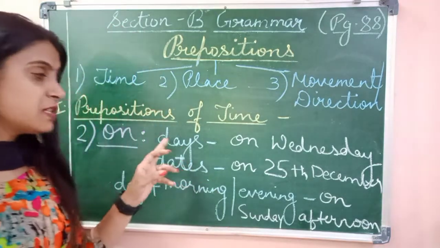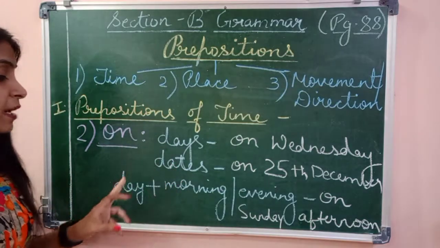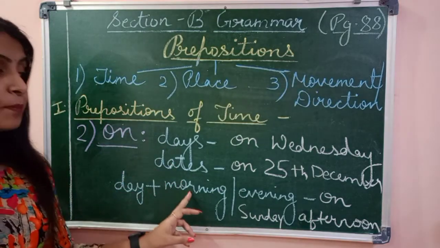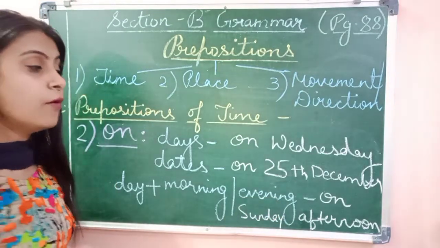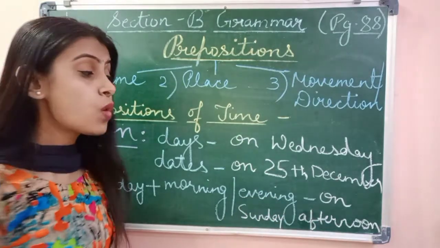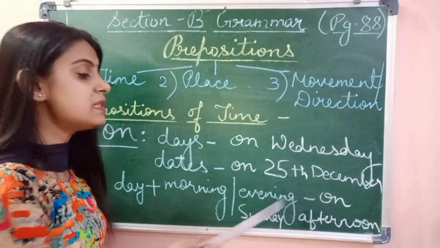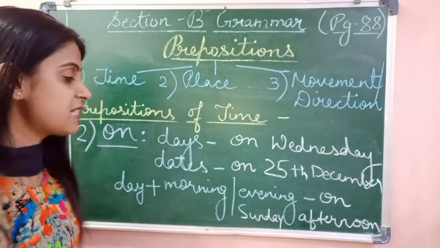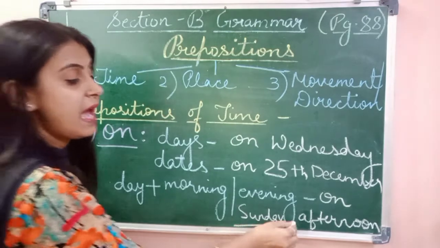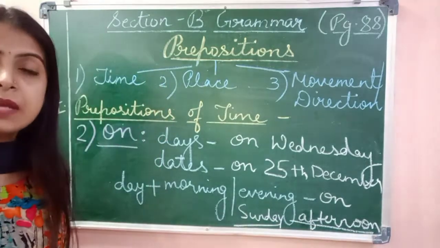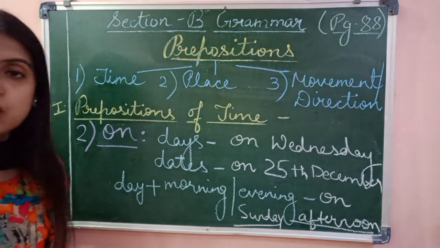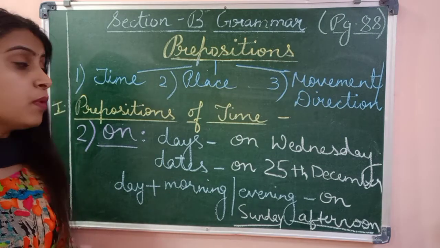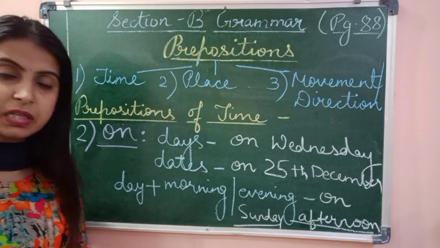Okay, so on is used with days, dates, and also if day and morning or evening or any part of the day is used together. For example, the guest will arrive on Sunday afternoon. So Sunday is the day and afternoon is one part of day. Fine. So this is the usage of preposition of time on. I hope it is clear to you.